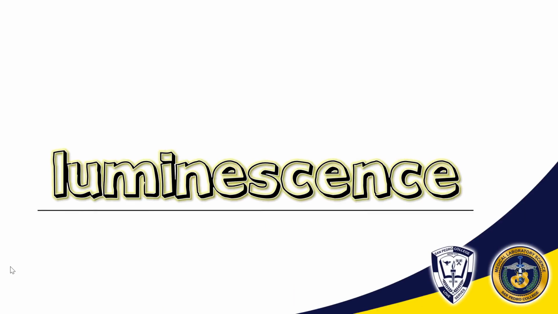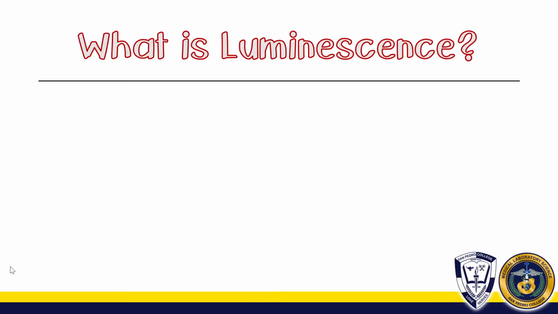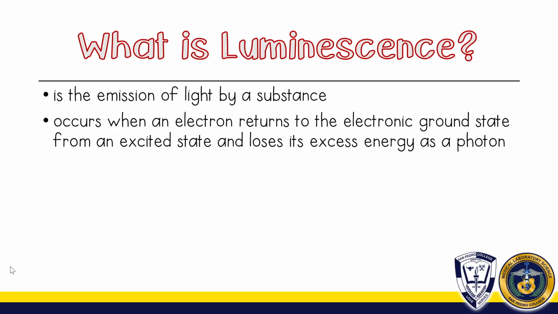So let us start with luminescence. What is luminescence? From the word lumen, you would get an idea that we are talking about light here. Basically, luminescence is the emission of light by a substance. This emission of light occurs when an electron returns to the electronic ground state from an excited state and loses its excess energy as a photon.